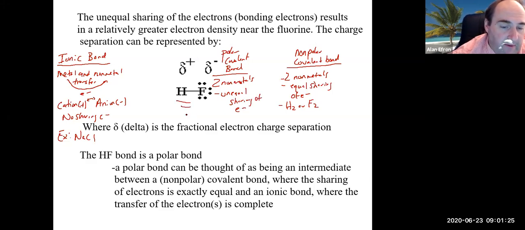An example would be right here, HF is an example of that. So on the right-hand side, they both have some level of sharing, equal and unequal sharing. And to the left, we have no sharing happening at all. And this is really our three types of bonding that we come across: ionic bonding, polar covalent bonding, and nonpolar covalent bonding. Any questions on that? And again, we're going to get to your question here in a couple of slides.